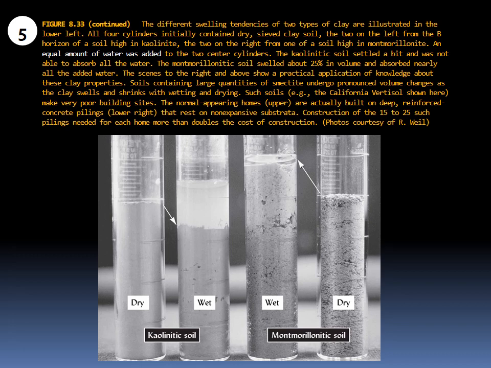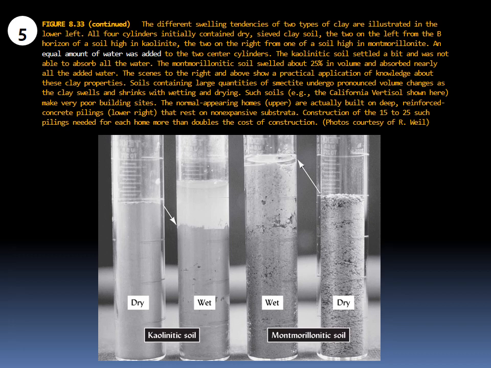So now, if you look at these two examples, you have four graduated cylinders filled with soil. The first two are for kaolinite soil. The first one is dry, before adding water, but later on you added water to the kaolinite. And what you see now is that the soil even got compacted. It did not absorb the water.